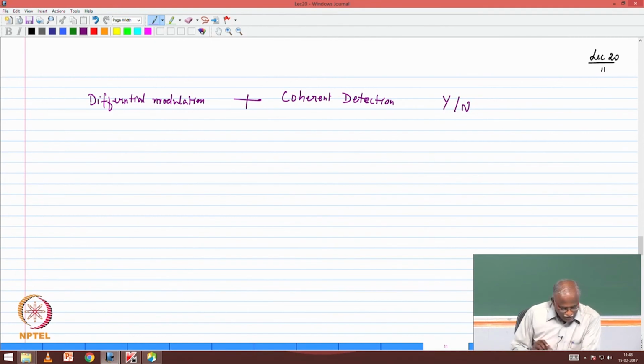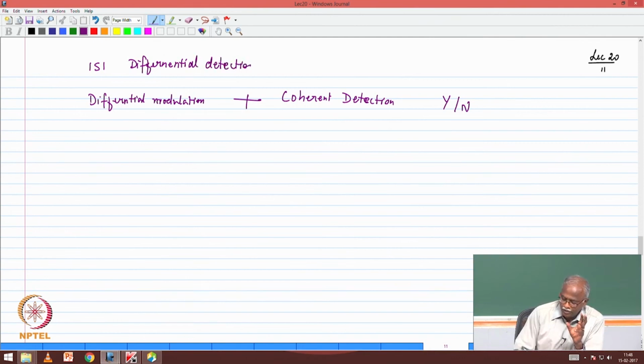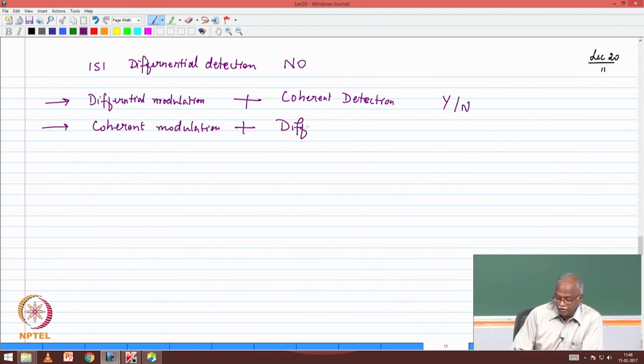Okay? Now, the other aspect, so this is a very important element that we would like to, so there is the issue of channels with ISI, there differential detection is not going to work. So that's a big no. But this is a possibility. Now I want to ask you even one more possibility that you may not have thought of. This is at least many people would have thought about this. I want to ask you the question, if I have coherent modulation, can I do differential detection on that? Differential detection.